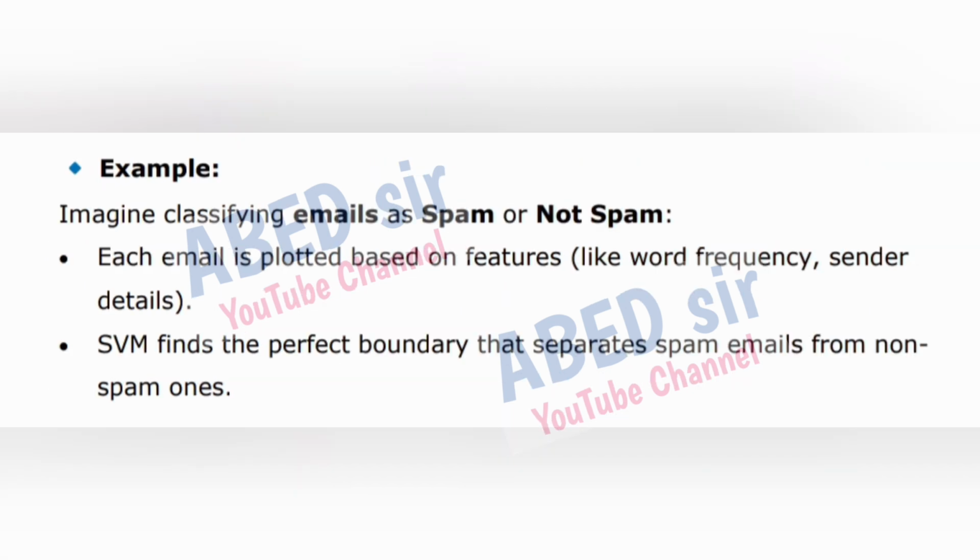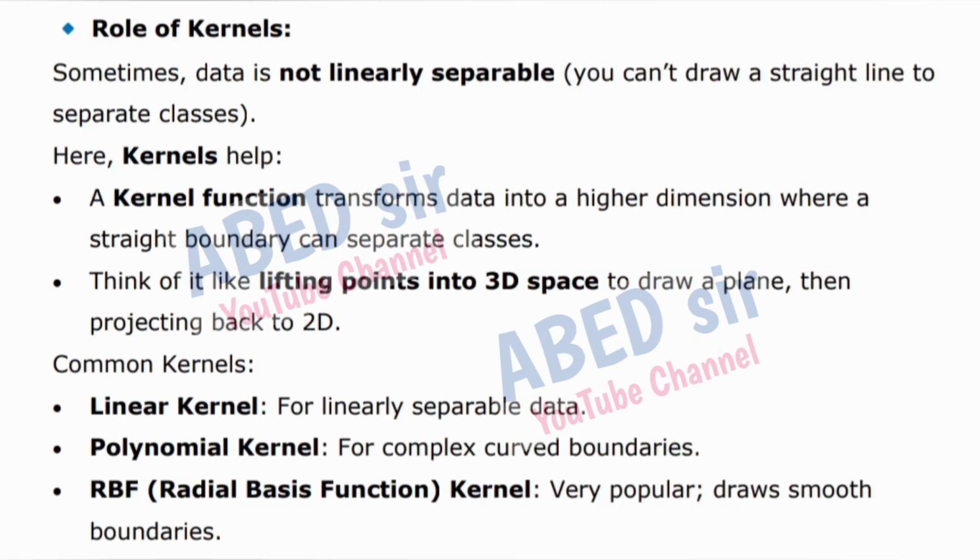Example. Imagine classifying emails as spam or not spam. Each email is plotted based on features like word frequency and sender details. SVM finds the perfect boundary that separates spam emails from non-spam ones. Role of kernels. Sometimes data is not linearly separable. You can't draw a straight line to separate classes.